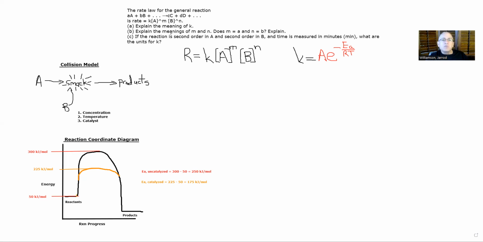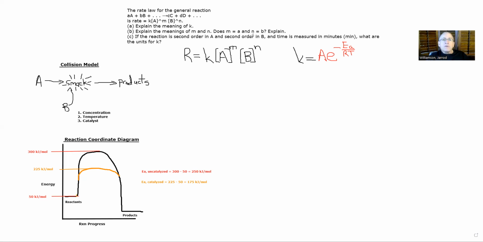So anyway, explain the meanings of M and N. And does M equal A, this little coefficient here? Does N equal B, that little coefficient there? Explain. Then it says if the reaction is second order in A and second order in B, and the time is measured in minutes, what are the units for K? All right, I'll come back to explain the meaning of K, the rate constant, in just a minute. I'm going to jump to B first: explain the meanings of M and N, and does M equal A and N equal B.